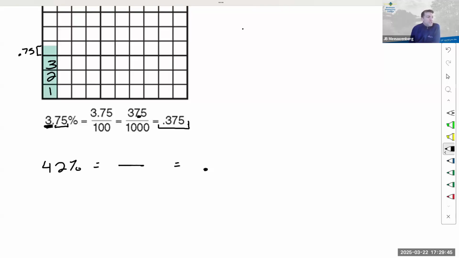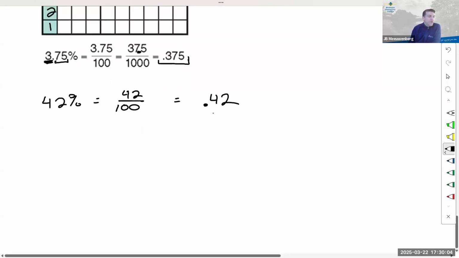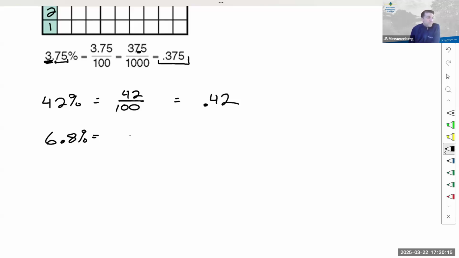So 42% as a fraction means 42 out of 100. So we could write it as 42 out of 100. If we then consider how that is stated as a decimal and read as in words 42 hundredths, it would be written like this. So 42% means 42 out of 100 or 42 hundredths. So this one is a little more challenging. Let's do 6.8. So I will also work this one with you.